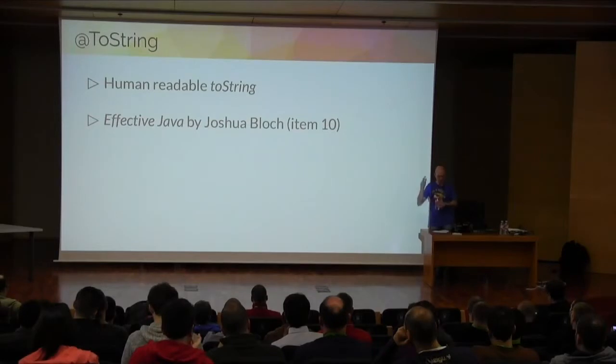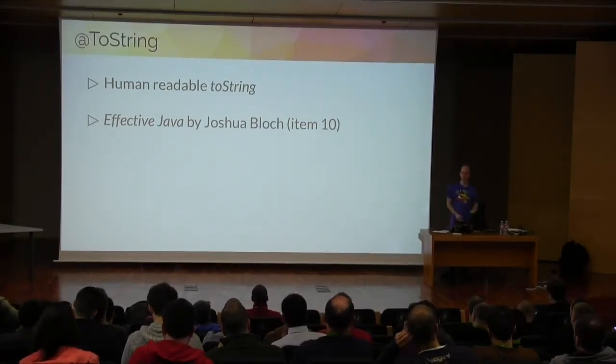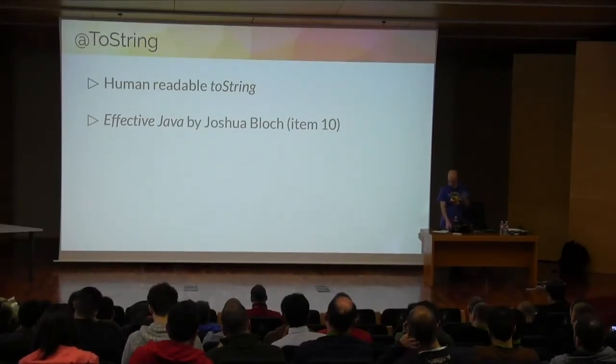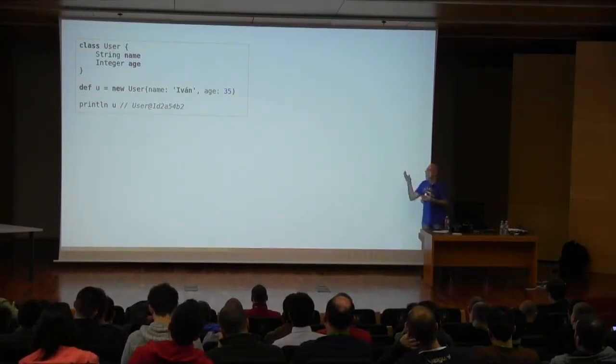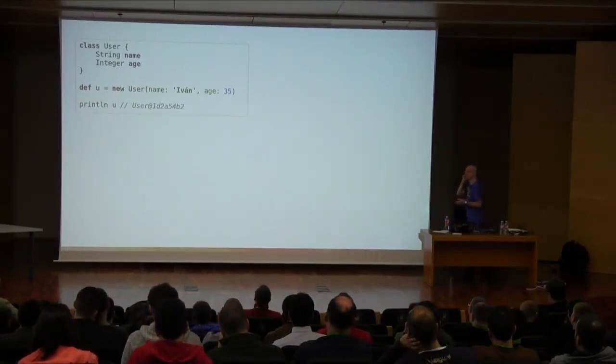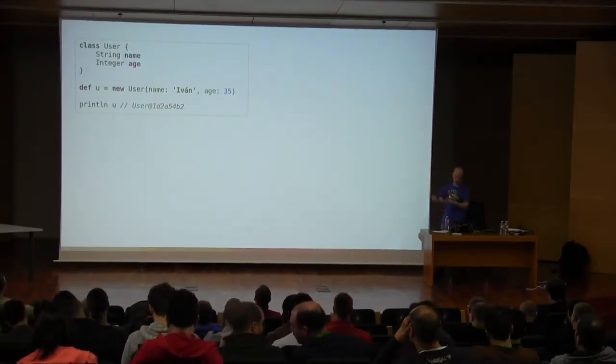And if you have read Effective Java, you will remember item number 10, which says that it's a good practice to implement this method. Because if you do not implement the method, you can create this class: a User class with a name and an age. Then you create an instance, and finally you print the instance, and you will get something like this: the name of the class and the memory address. And this is not useful. You can't see anything about the instance that you have created.